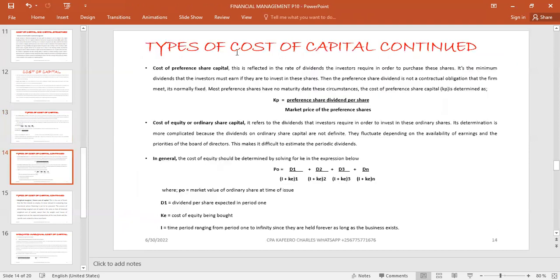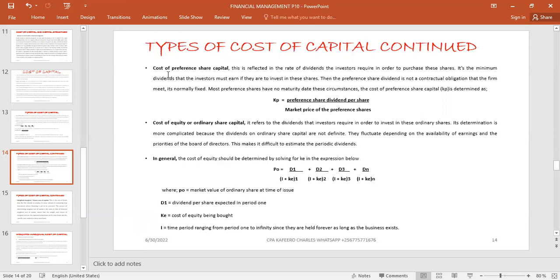The other one, this is just a continuation of the types of cost of capital, continued, meaning it is just a continuation. The first one, we had the cost of debt, and we said it is the minimum that we can expect to get from the money we lend out.